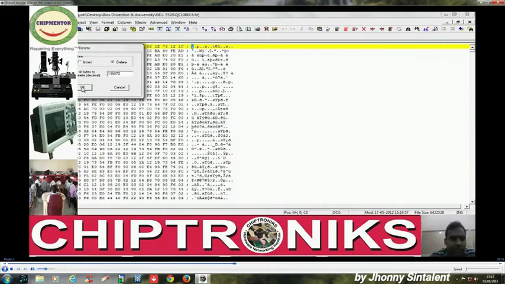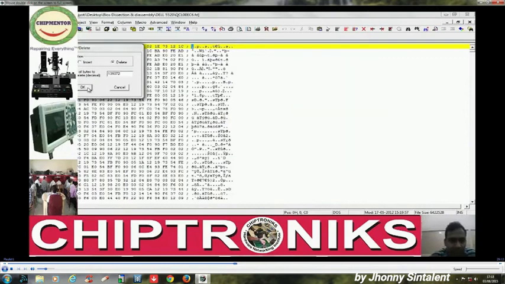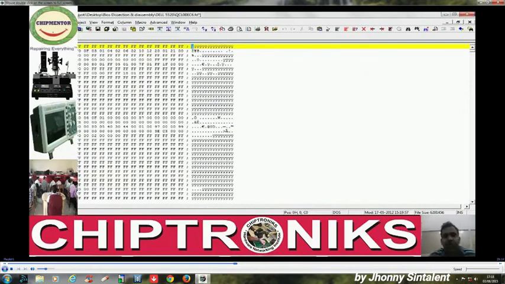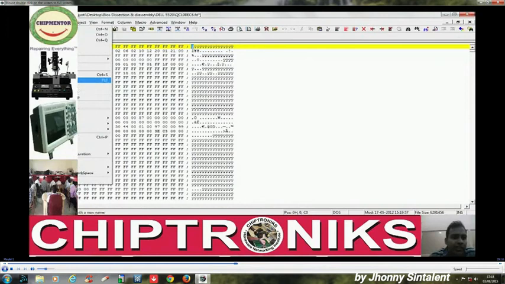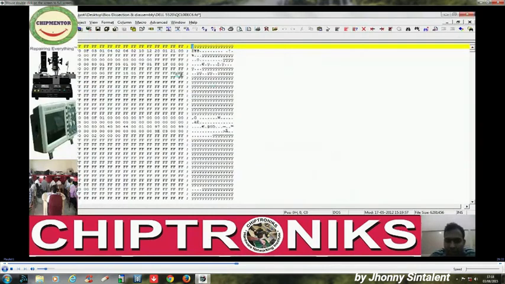So we'll delete the 131072, very cautious here, and we have deleted it. Now we can save this file as biosback.rom, and this is our file. From this file we have to extract the 4 MB.